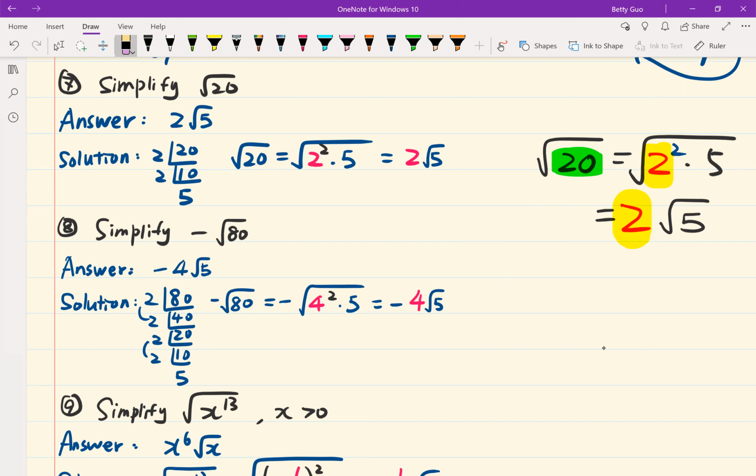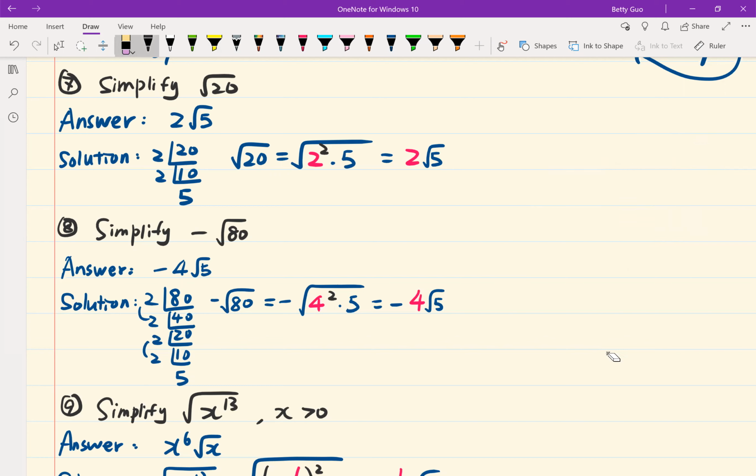Number 8, we need to simplify negative square root of 80. The negative sign, we will just keep it the whole time. The key is to simplify 80. The radicand of this square root is 80. Is 80 a perfect square?